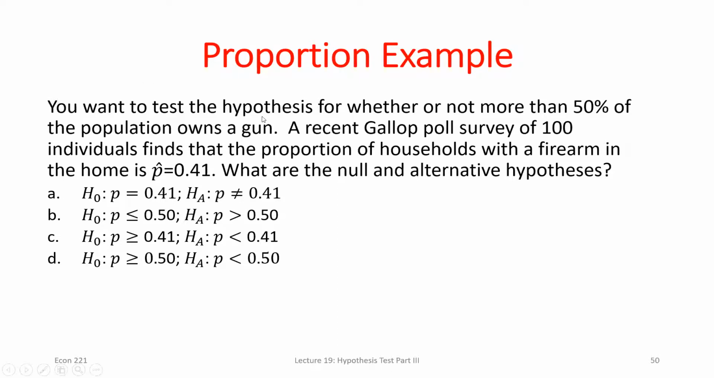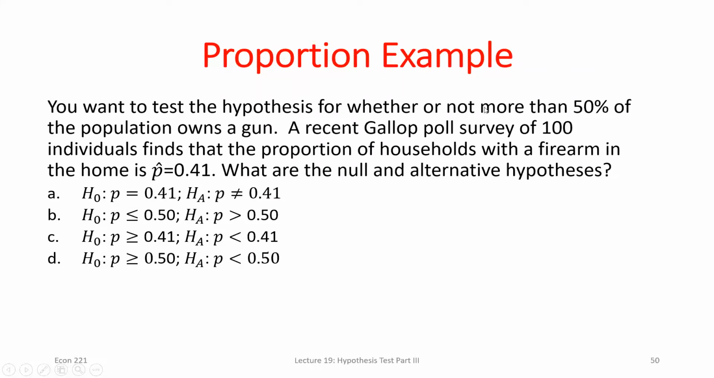So let's say you want to test the hypothesis for whether or not more than 50% of people own a gun, right? So you take 100 people, you find a sample proportion of 0.41. What's the null and alternative hypothesis? Well, what I want to test for is in my alternative hypothesis, right? Because whatever I'm trying to test for, I assume the opposite is true. And that will be my null.